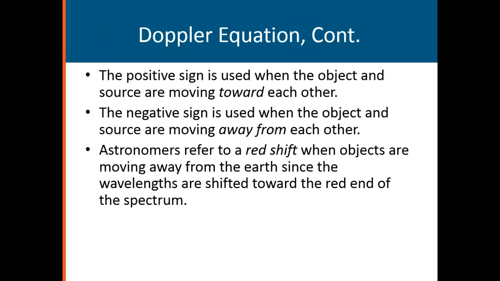Okay? The positive sign is used when the object and the source are moving toward each other, negative sign when they're moving away from each other. Astronomers refer to a redshift when objects are moving away from the Earth, since the wavelengths are shifted toward the red end of the spectrum. They're getting longer because they're moving away.